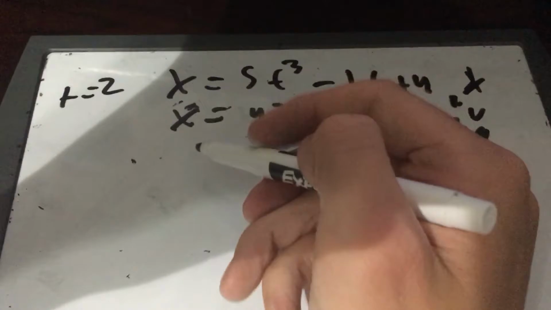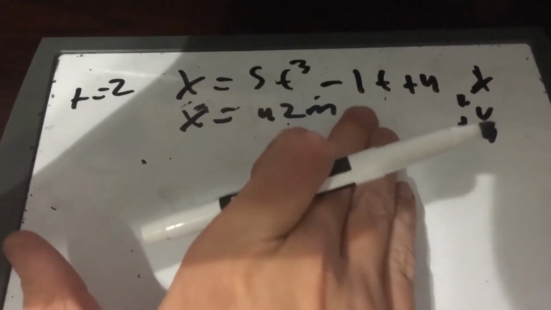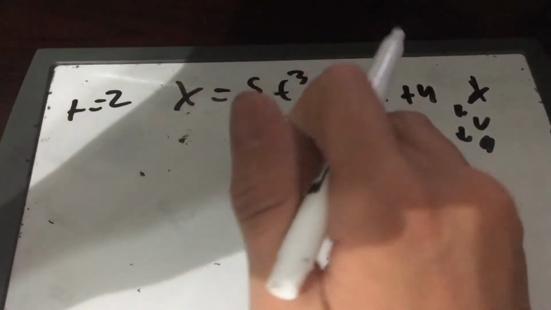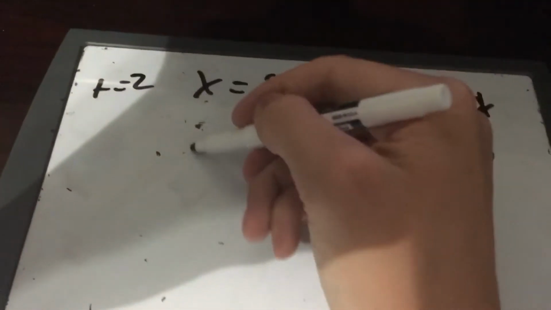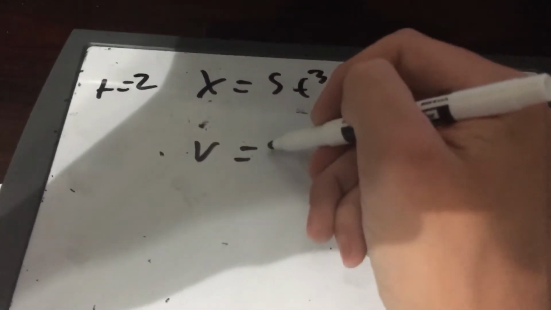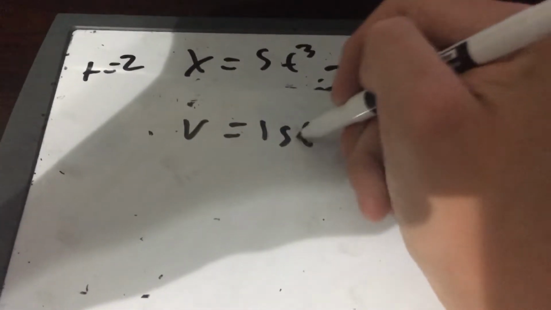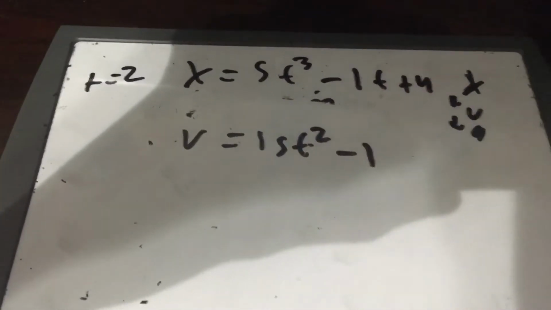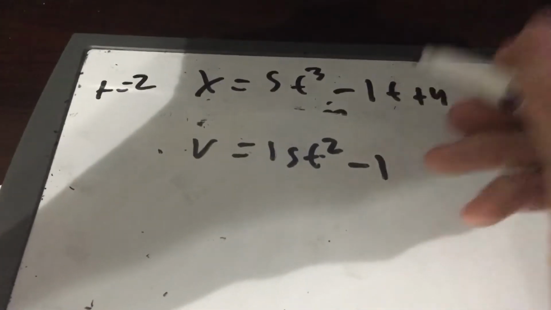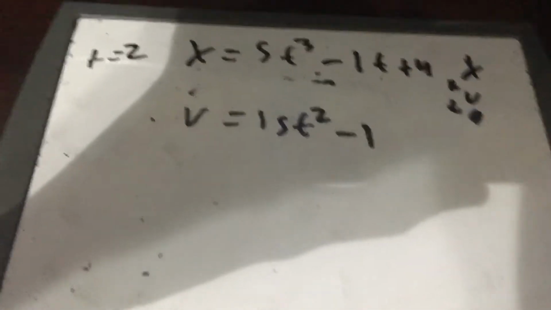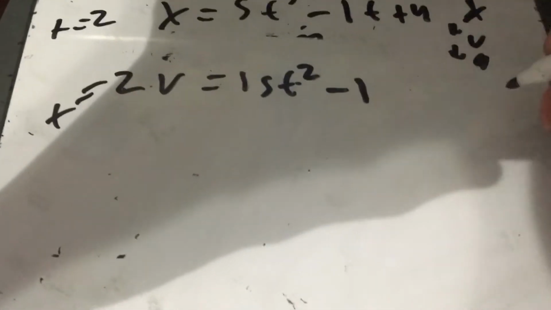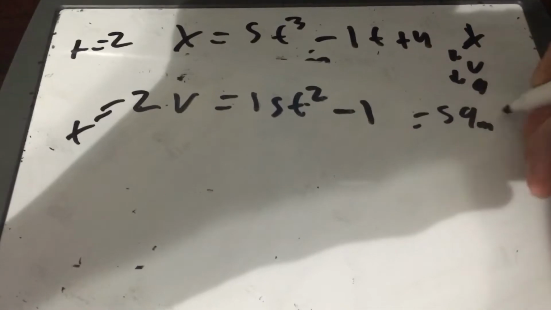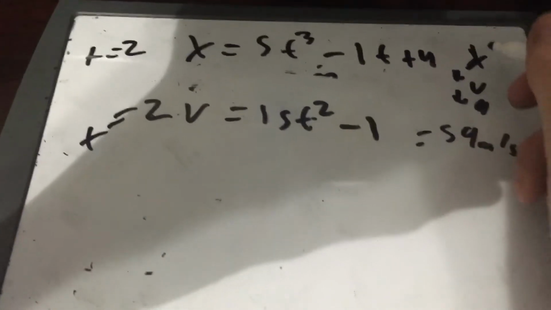And then it wants to know what the velocity is. And so in order to get that, we have to take the derivative of this function. Same rules for all derivatives: 15t squared minus 1, because that goes away, that just loses its t. So we know that's the equation for v, and we just have to, again, plug in 2. Plug in 2, and you get 59 meters per second. That's the velocity at 2 seconds.